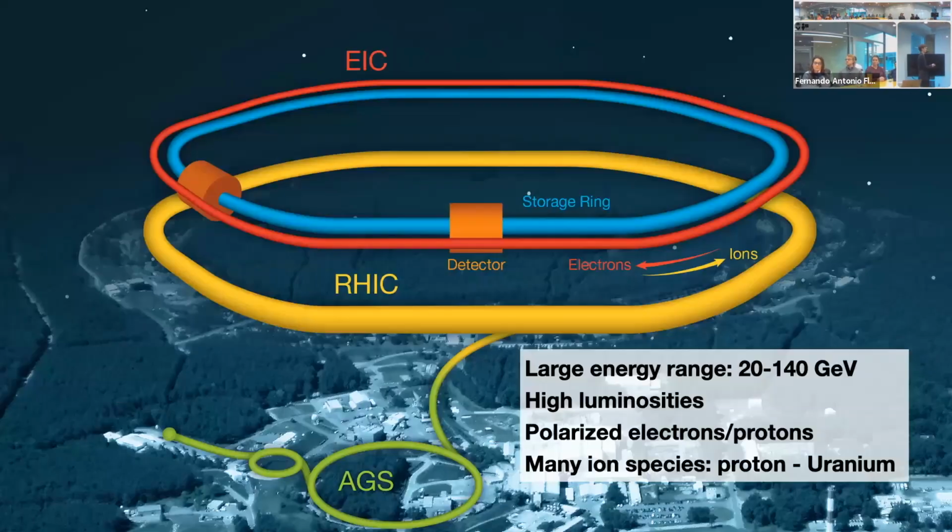So this is kind of the way we're going to make the Electron-Ion Collider. They're going to take RHIC, one of the types from RHIC with the ions, and they're going to add on an electron ring, an electron storage ring, so you can do collisions between the two. But they're predicting to have a very large energy range, high luminosity, and polarization, so you can do polarized studies. And because it's starting from RHIC, you can do many ion species, from protons all the way to uranium.